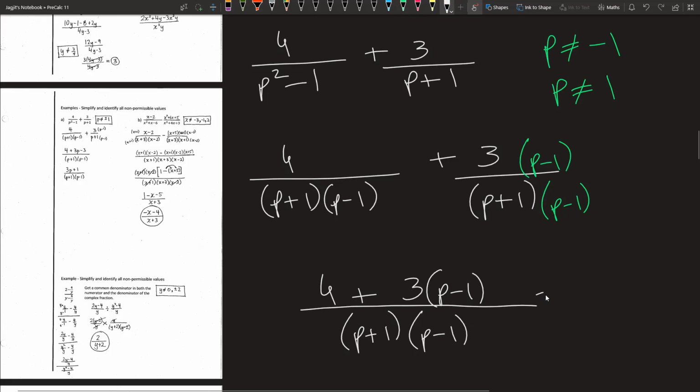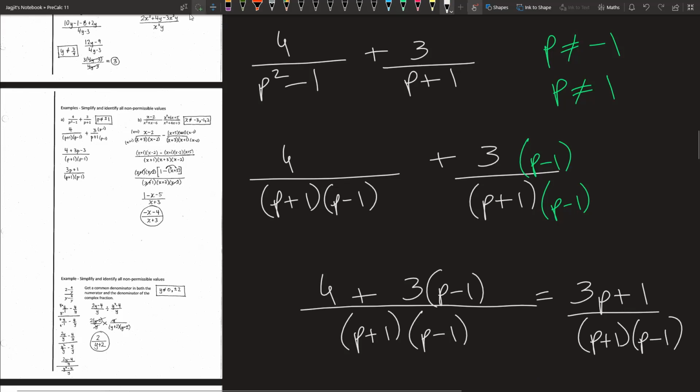Okay, let's simplify this. So this becomes 3 times p, which is 3p. And this will be 3 times minus 1, which is minus 3. So what's 4 minus 3 going to give you? Plus 1. And at the bottom, it will just be p plus 1 times p minus 1. Quite simple.